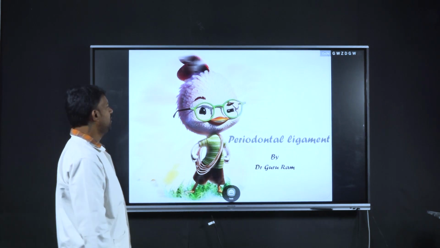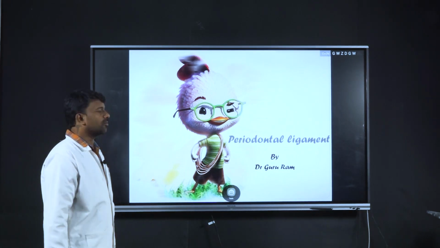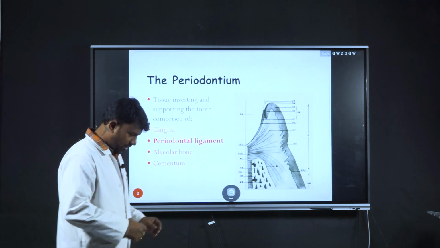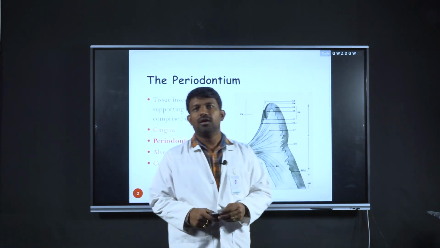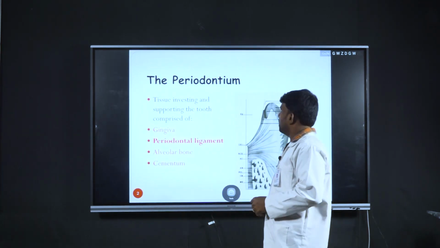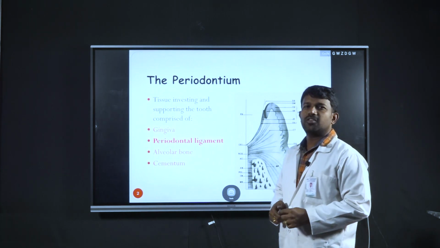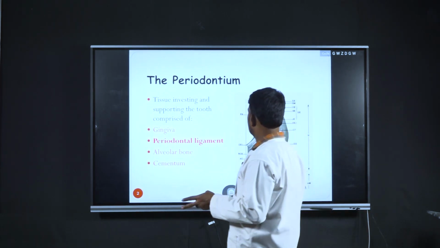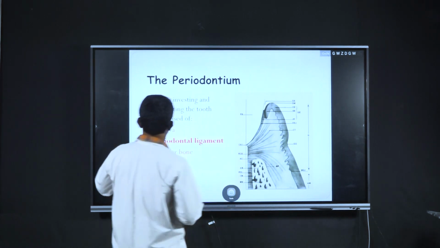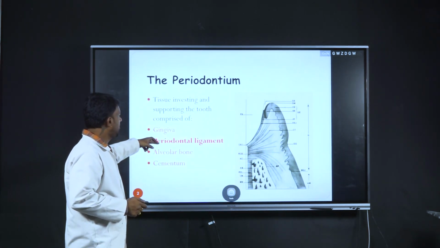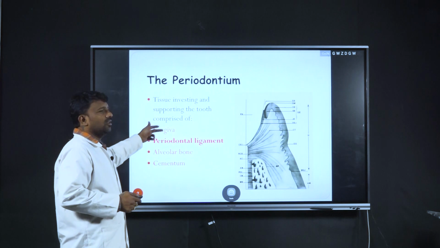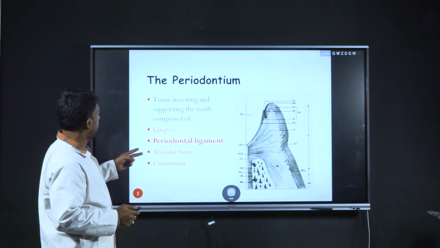A very good morning. Today I will be talking about periodontal ligament. To introduce this topic, the periodontium consists of two soft tissues and two hard tissues. One soft tissue is gingiva, the other soft tissue is periodontal ligament. The other two, hard tissues, are alveolar bone and cementum.